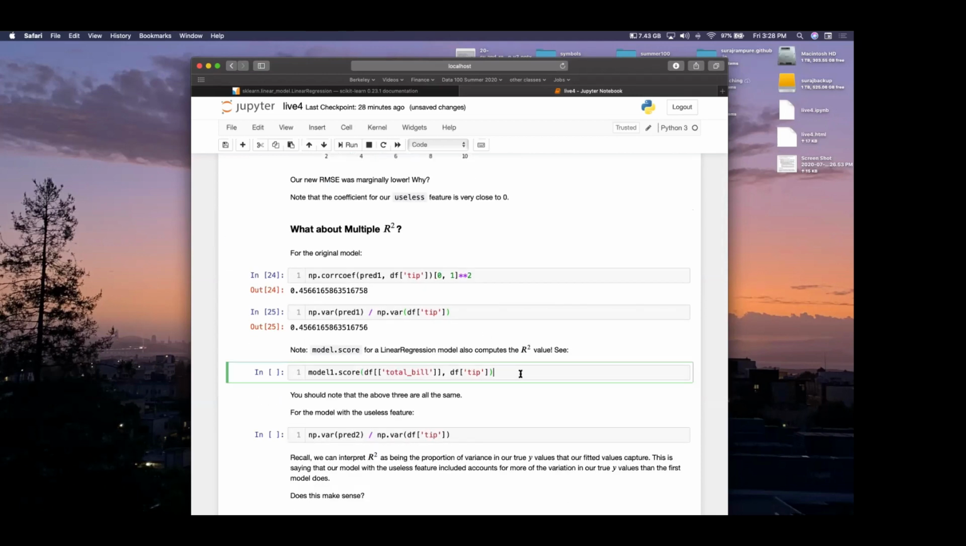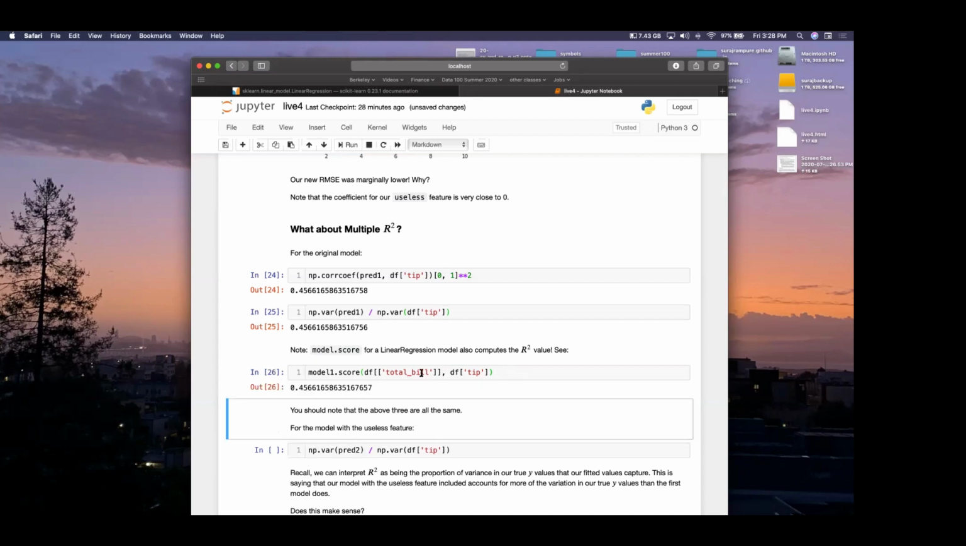One method that you should be aware of is that scikit-learn has a built-in .score method that computes the multiple R squared value for linear regression models. And so you can see here, it gives us the exact same number, roughly, to numerical precision.